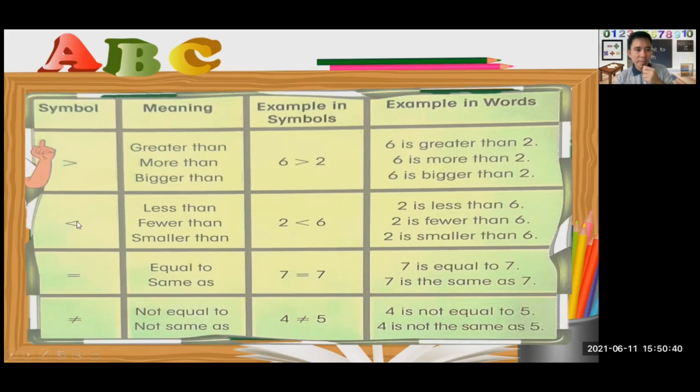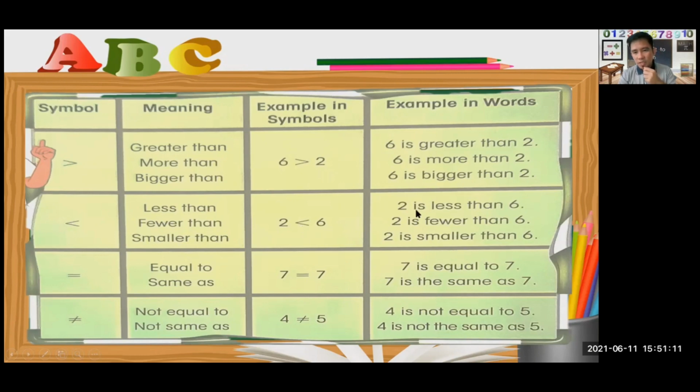Now, this symbol, the second one, has three meanings too, the same as the first one. This symbol means less than, fewer than, and smaller than. Again, less than, fewer than, and smaller than. Look at here, the example. So this is the number two. So the symbol, because two is less than, so we don't write it this way.